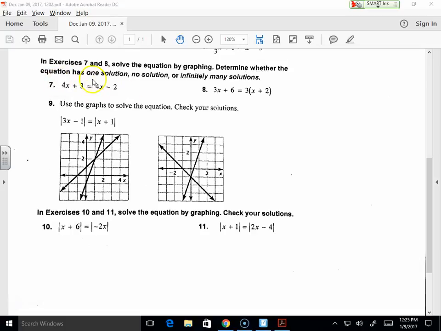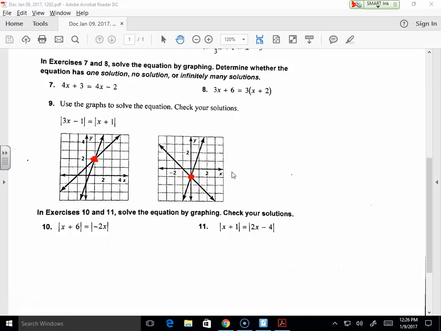Number 7 is none. Number 8 is infinitely many. Cool. Jay, go ahead. For number 9, is there 2 x's? There's 2. For number 9, there should be 2 answers. Now, Jay, how can you tell there are 2 answers? Because there's 2 graphs. And both graphs have what? 2 intersections. So 1, 0, right?